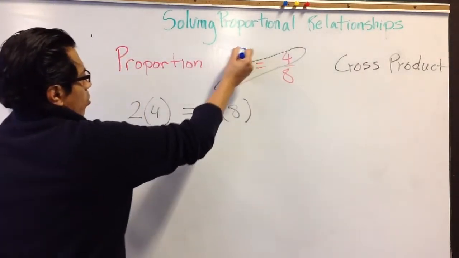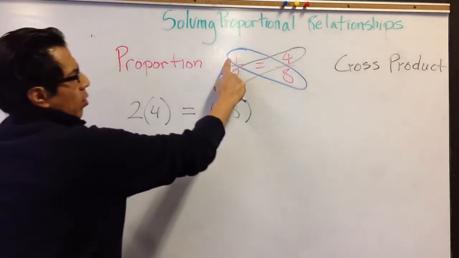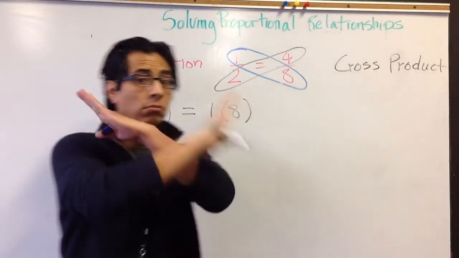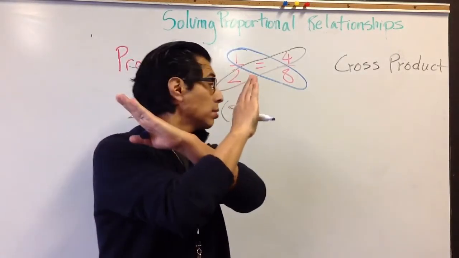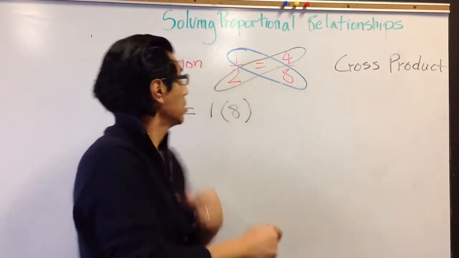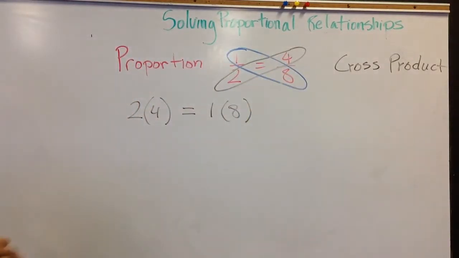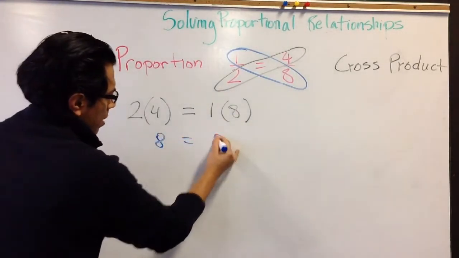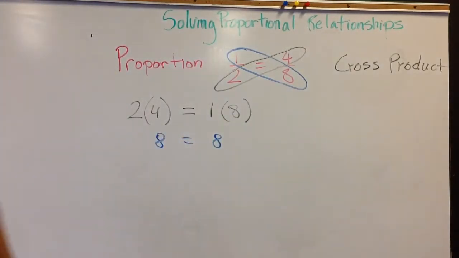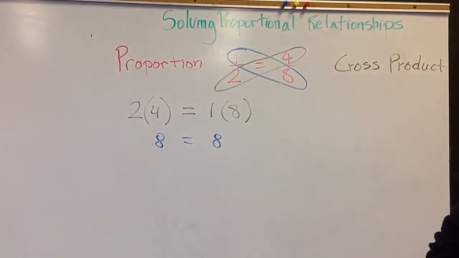If they are proportional, then when you multiply across, or x, right? You like that? x could be a butterfly too, but let's just take the x. Cross products should be equal to each other. And look at that. 2 times 4 is 8. 1 times 8 is 8. Is that true? Yeah, it is true. In fact, let me read you the definition. A proportion is an equation stating that two ratios or rates are equal.